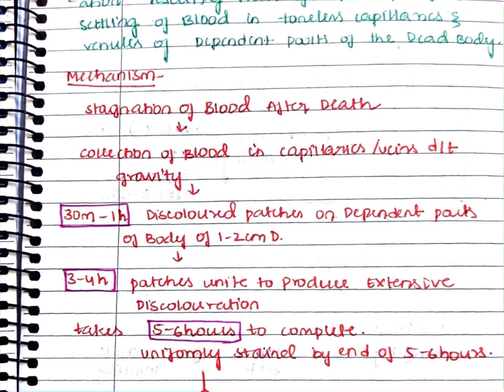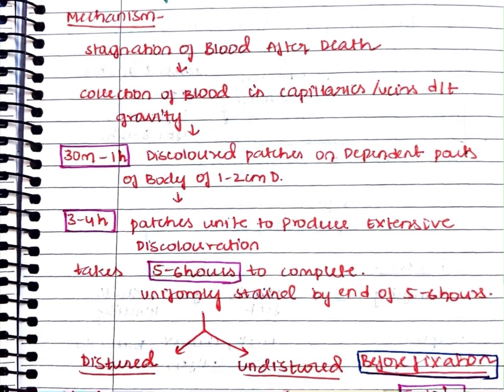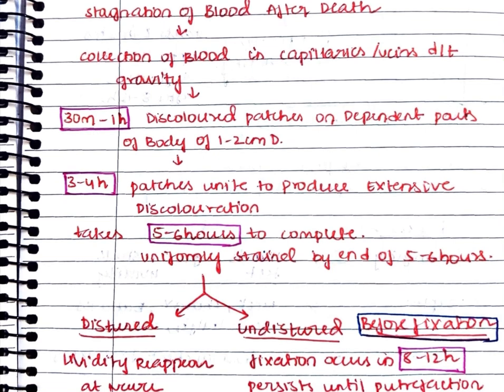For the first 30 minutes to 1 hour, discolored patches occur on the dependent parts of the body, which are 1 to 2 centimeters in diameter. Later, in 3 to 4 hours, these patches unite to form an extensive discoloration. Then the whole body is discolored. So it takes 5 to 6 hours to complete the whole process. So it is uniformly stained by the end of 5 to 6 hours.